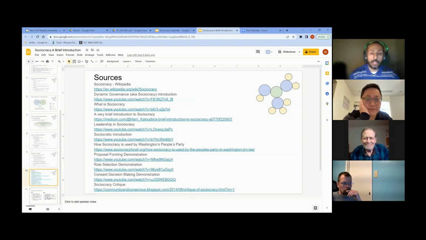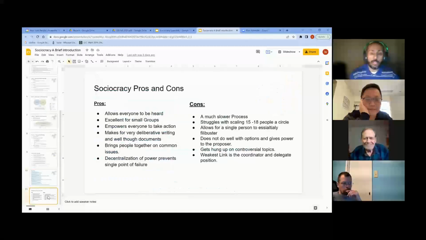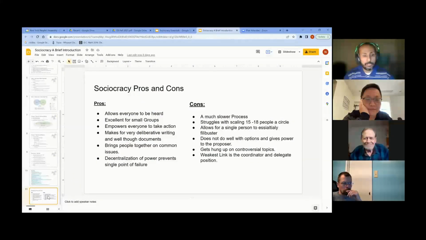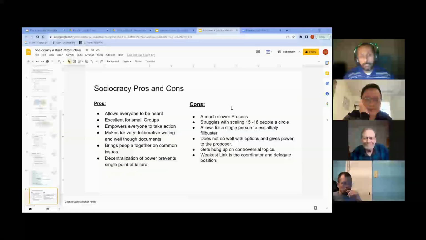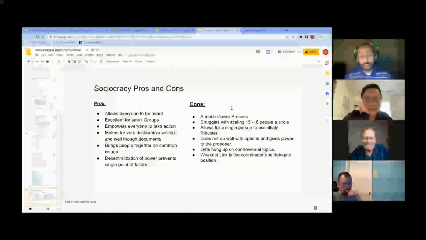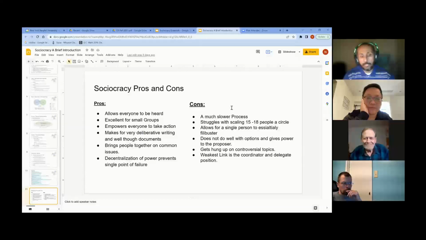So here are the Sociocracy pros and cons as we've seen so far. Pros: it allows everybody to be heard. Anybody likes to be heard. The only problem is it's a much slower process because you have a lot more people. The more people you have, the more time it takes for everybody to have their voices heard. So it's much slower. It's excellent for small groups so far. Very few problems with small groups, but it struggles with scaling. Once you get to the 15 to 18 range, it becomes harder to manage and less effective.